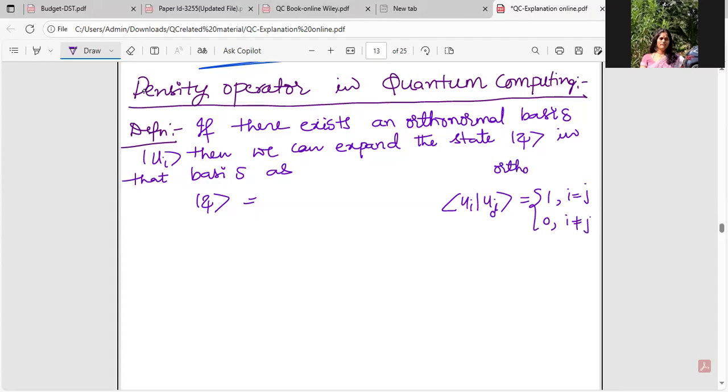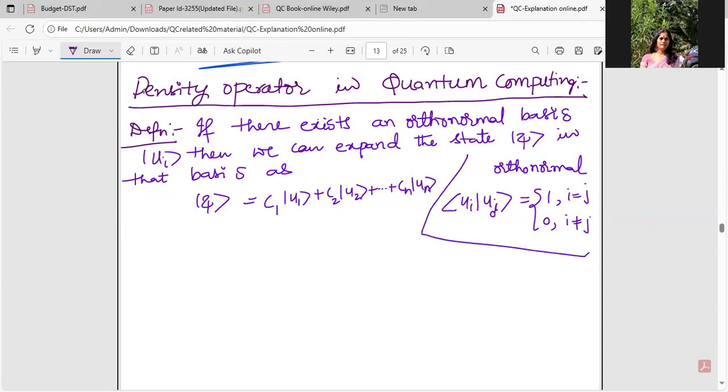Whether it is in a normal vector space or in a quantum vector space, if there exists an orthonormal basis, ket ui for i equal to 1 to n, then we can expand the state ket xi in that basis as follows: c1 ket u1 plus c2 ket u2 plus, and so on, plus cn ket un.